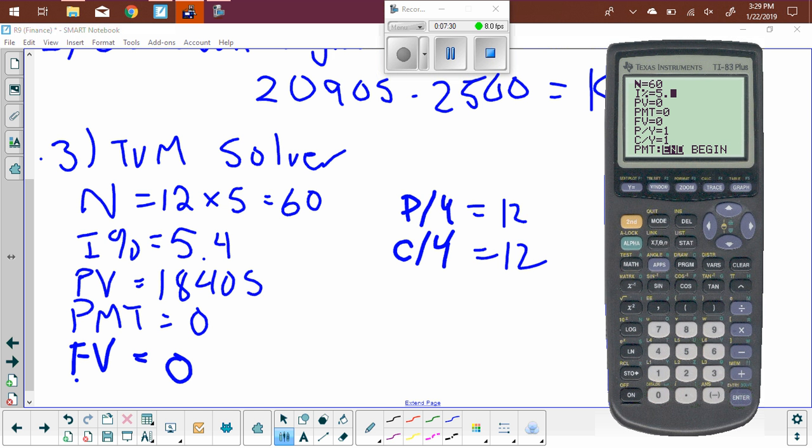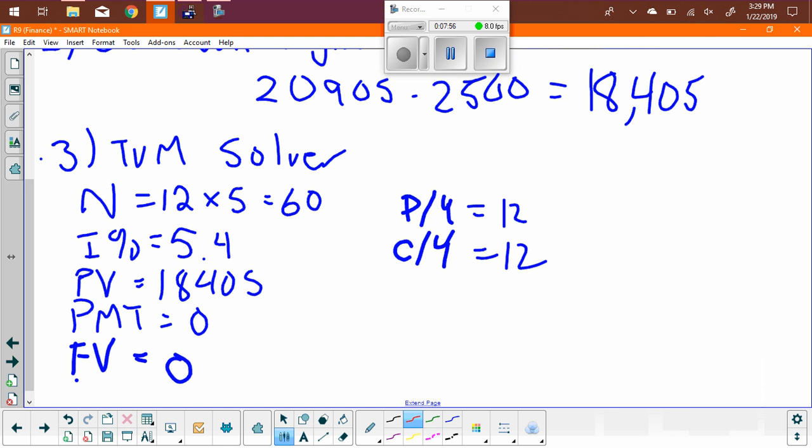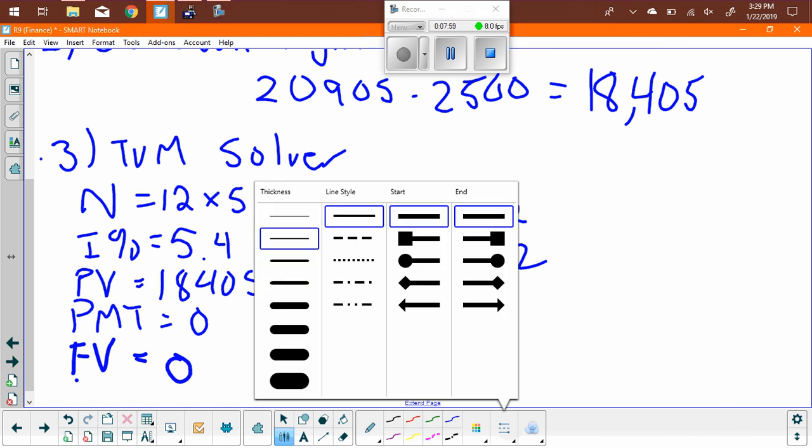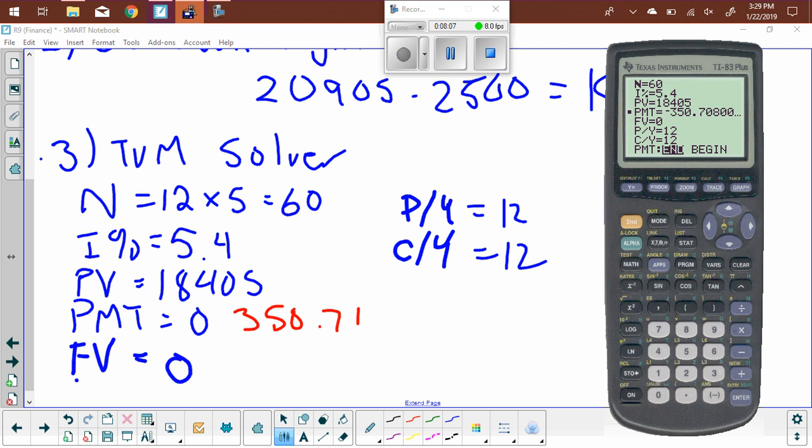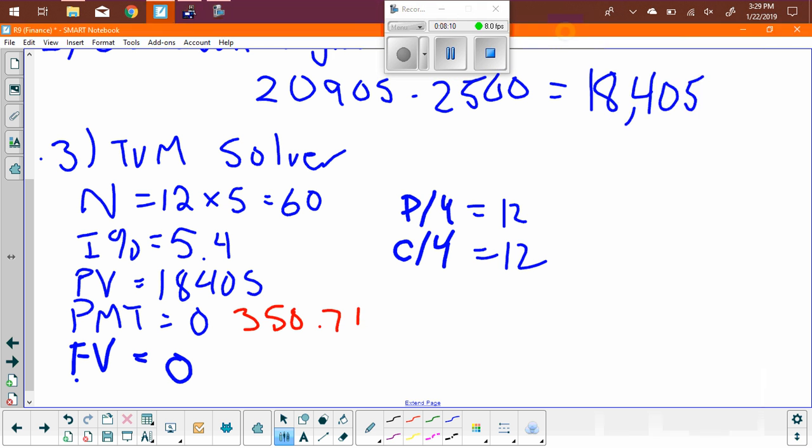My interest is 5.4. Present value was 18,405. Okay, payment I don't know. Future value is 0. And my pays per year and compounds are both 12. So I'm looking for my payment. So I go back up to PMT, alpha, enter, and I get $350 and rounding up to 71 cents. Okay, so that's what your monthly payment would be for this vehicle.